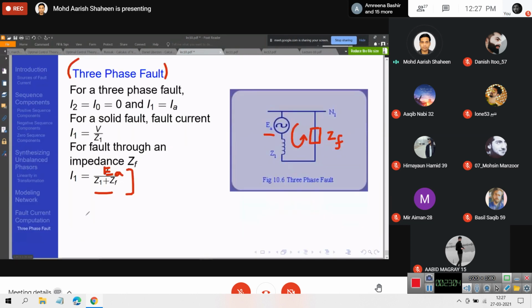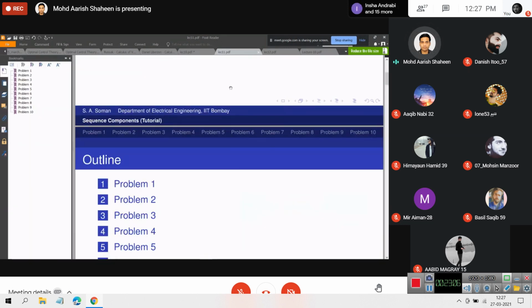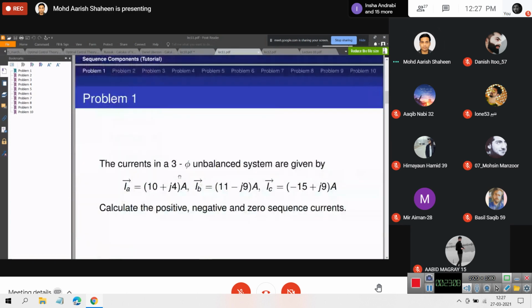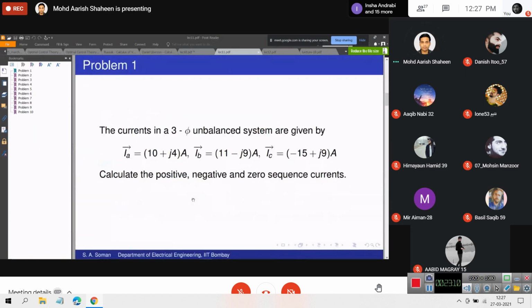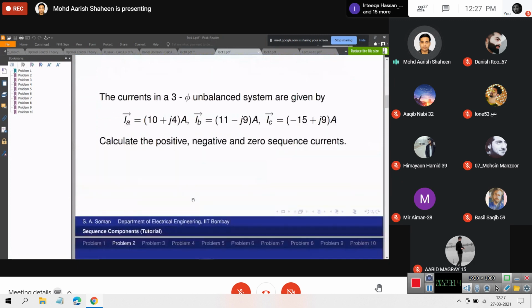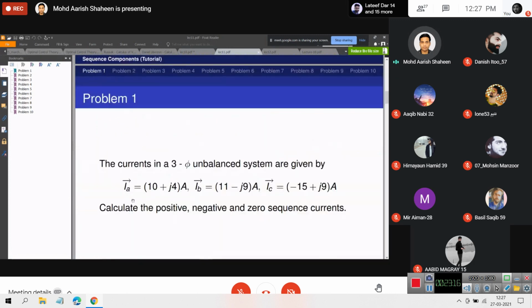Okay, so let's look at some problems. Hopefully you have your calculator, because I don't have a calculator. Can anyone solve this problem? I have been given three currents, IA, IB, IC, and I have to calculate the value of the positive, negative, and zero sequence currents.